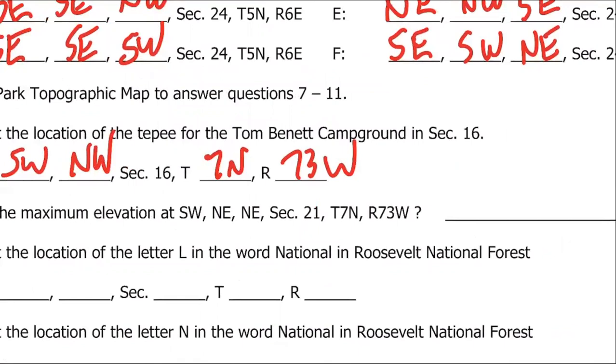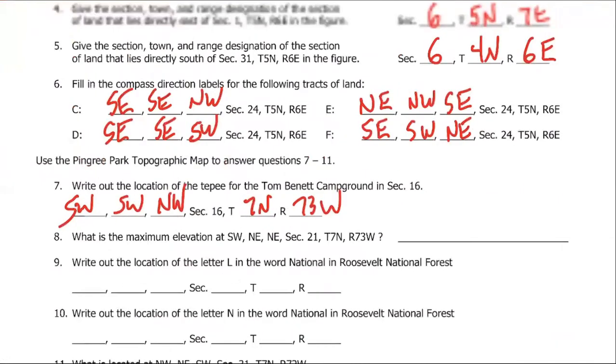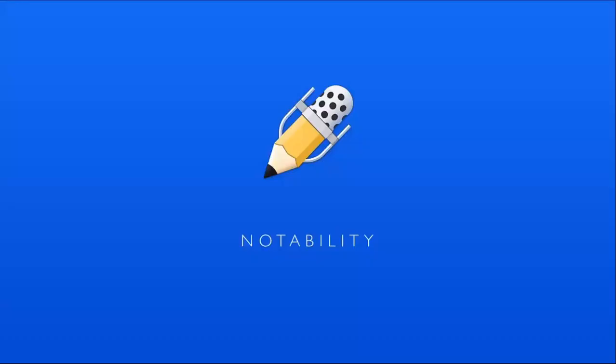use that to go backwards and find out some information about the maximum elevation. So we are going to go to section 21. Now we're in the same township and range as we were for the question we just did. So all that's the same. So we know roughly where we're going to be, but we've got to do southwest, northeast, northeast. So keep that in mind, and I'll switch over to the map.